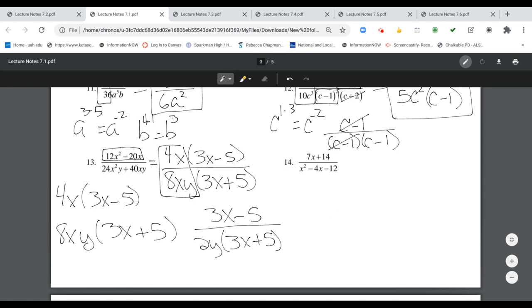In number 14, I need to factor the numerator. So that's 7x plus 2. And then I have to factor the denominator. So that would be x plus 3. I'm sorry, it would not. It would be x plus 2 and x minus 6.